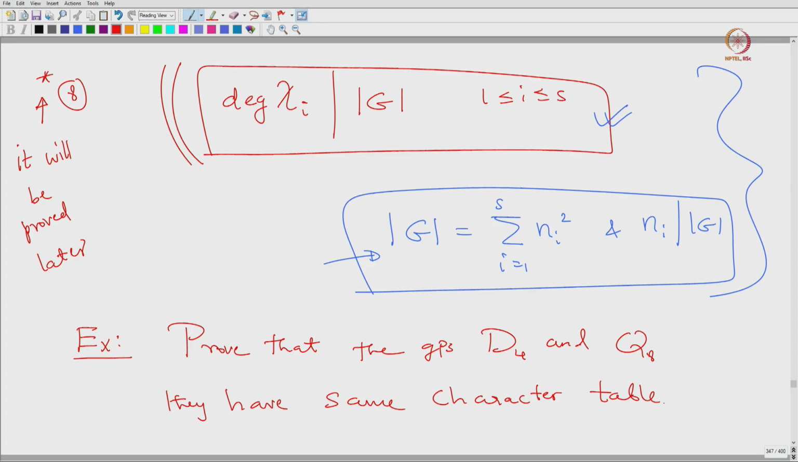Indeed, one can prove something for p-groups as well. If we take non-abelian groups of order p cube, they also have the same character table. Actually, there are two non-isomorphic non-abelian groups of order p cube, and they also have the same character table. Maybe if I have time later, I can focus on smaller order p-groups.